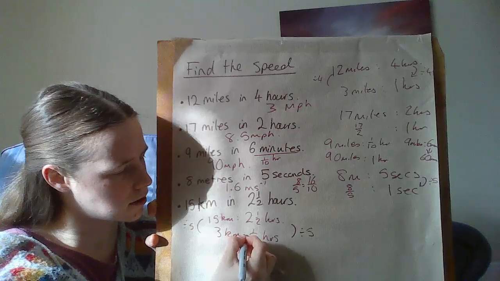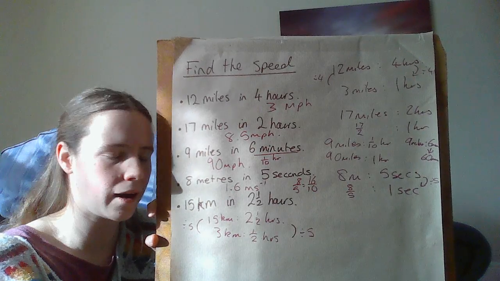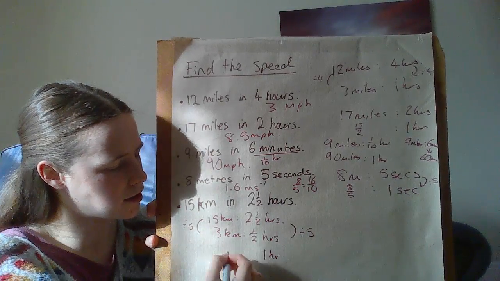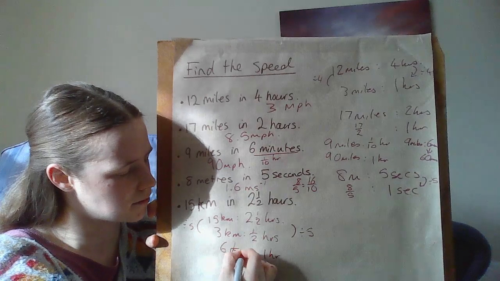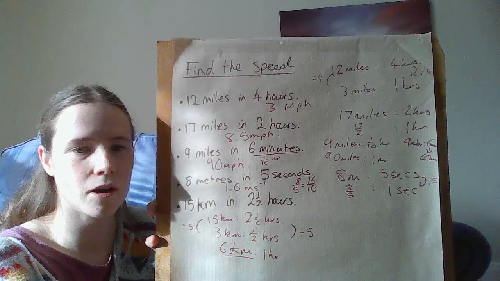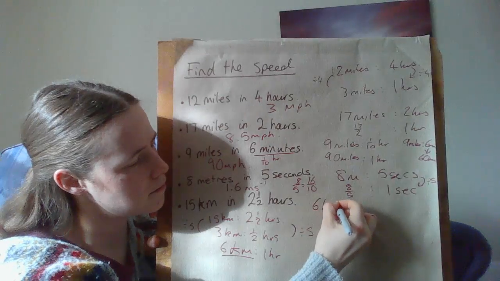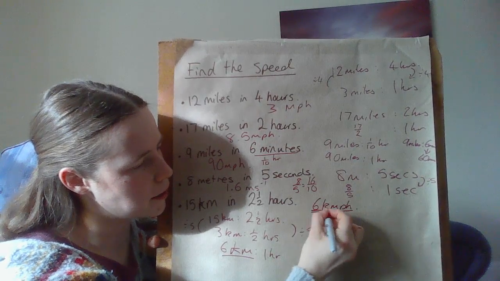I get 3 kilometers. So 3 kilometers in half an hour. So in a full hour, I'm going to double. I'm going to get 6 kilometers. Okay, 6 kilometers per hour is going to be my speed.